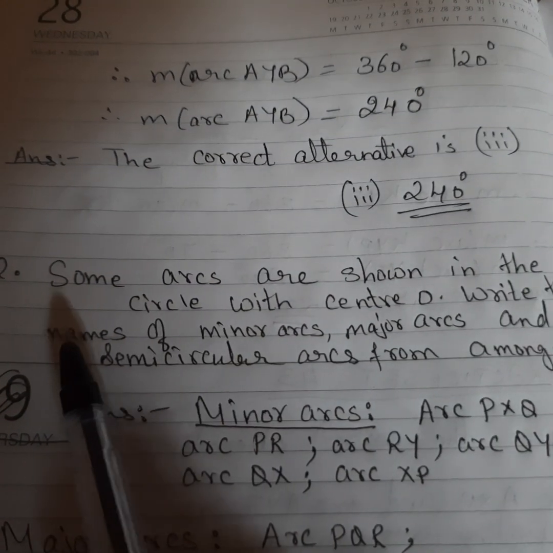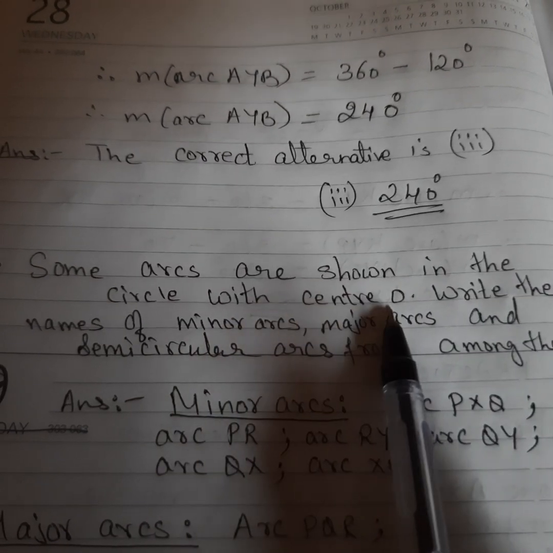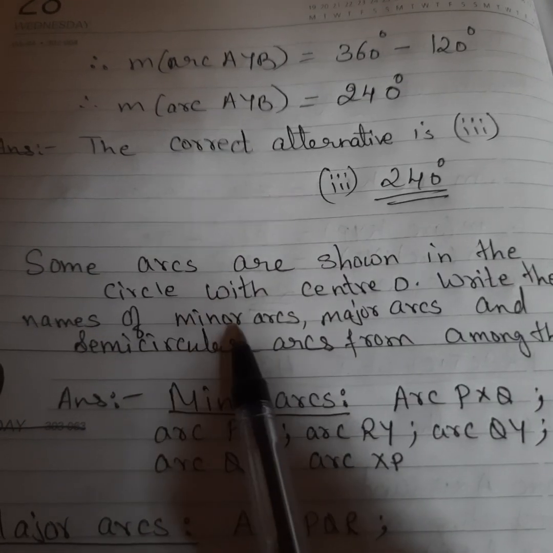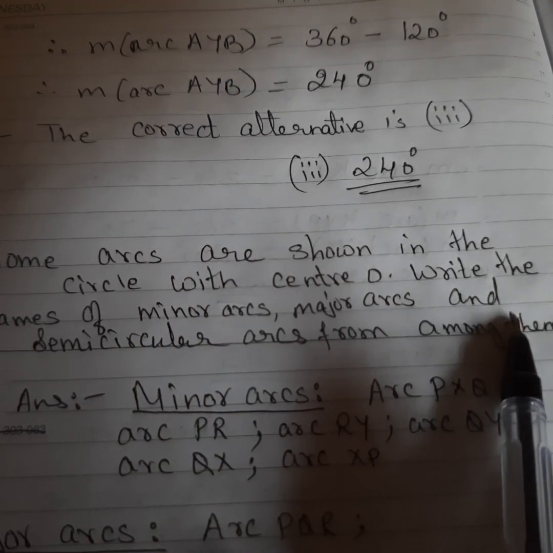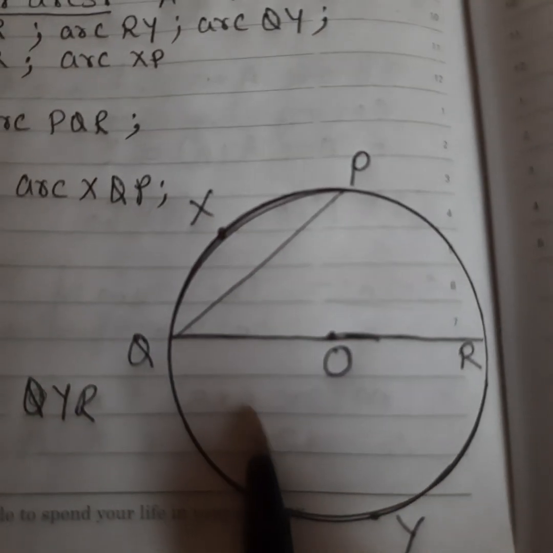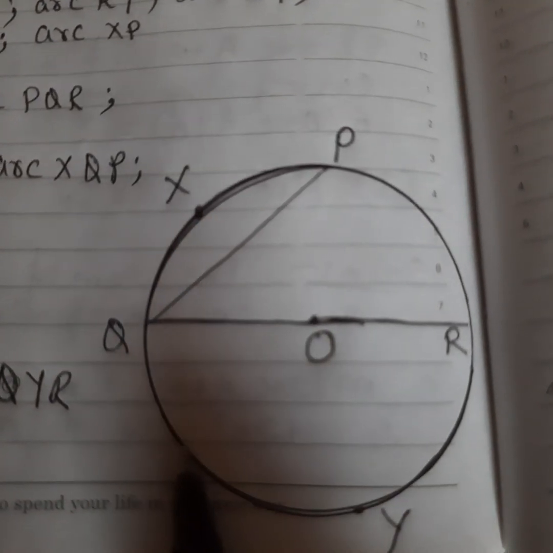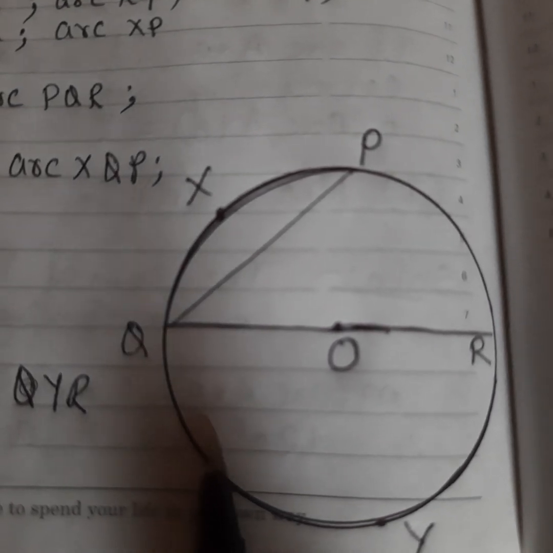Now we go for the second question. Some arcs are shown in the circle with center O. Write the names of minor arcs, major arcs and semicircular arcs from among them. Okay. Have a look at the figure, children. You can see this figure. It is given in the textbook. I had already told you to download it, children.